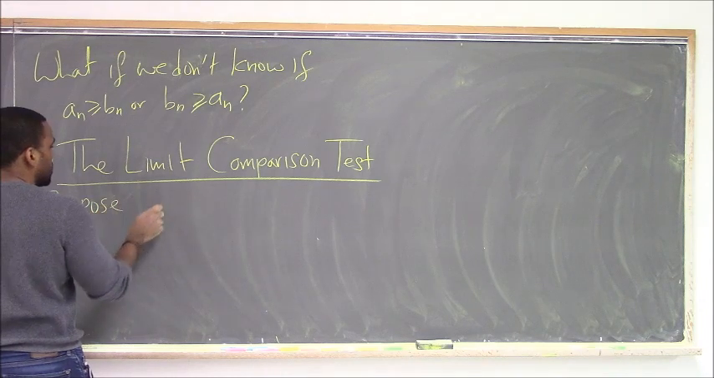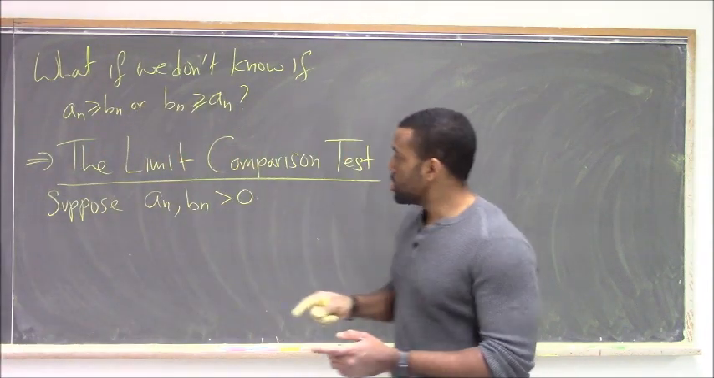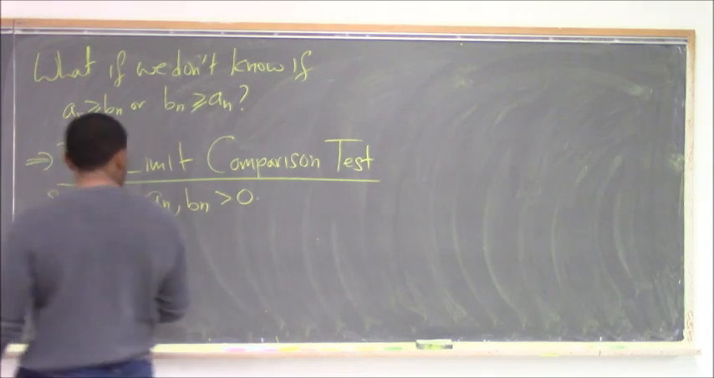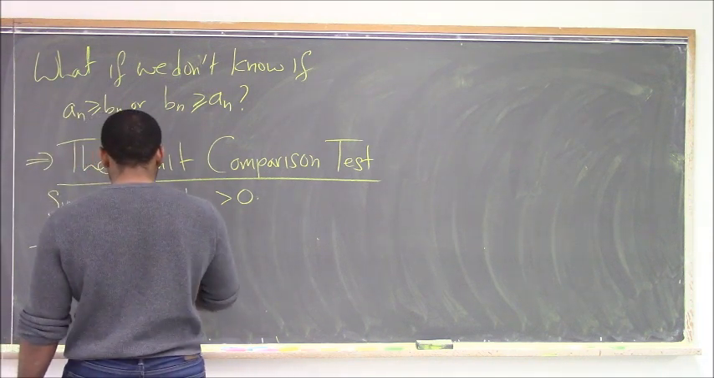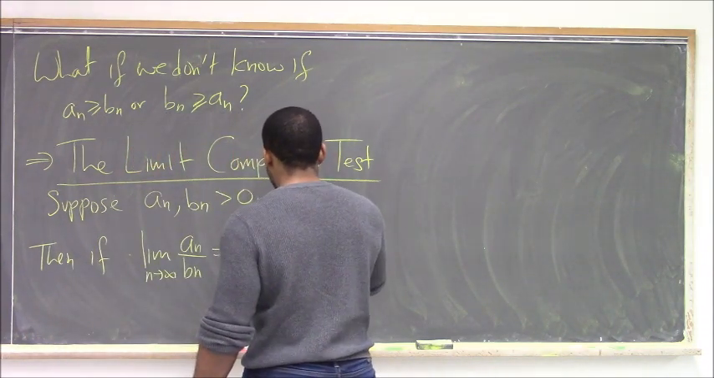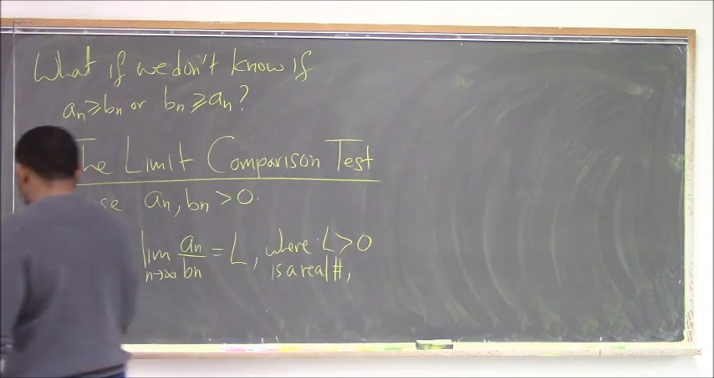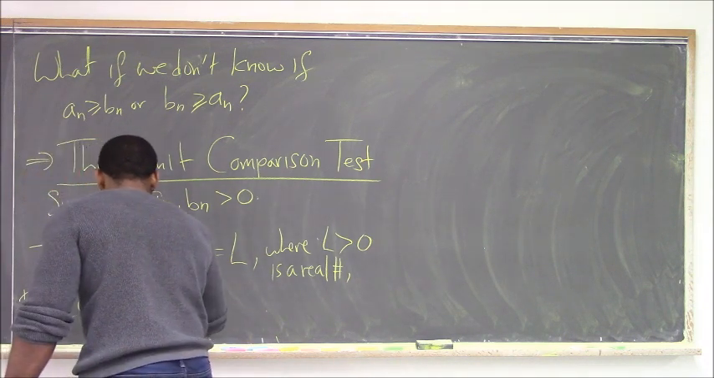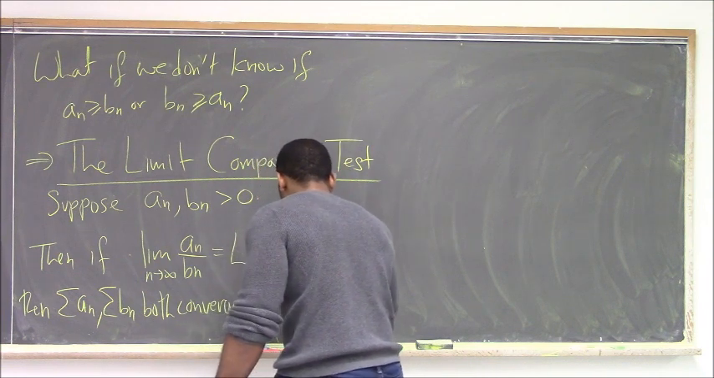The only thing you require is that your sequences are positive. You don't want them to be equal to zero, because what we're going to do is take a ratio. So assuming that we're always getting positive outputs, if the limit, of course, as n goes to infinity of a_n over b_n equals L, where L greater than 0 is a real number, then the infinite series a_n and b_n both converge or both diverge. In other words, they do the same thing.